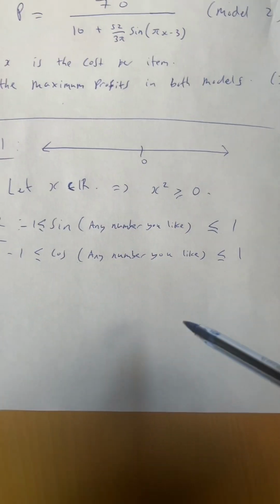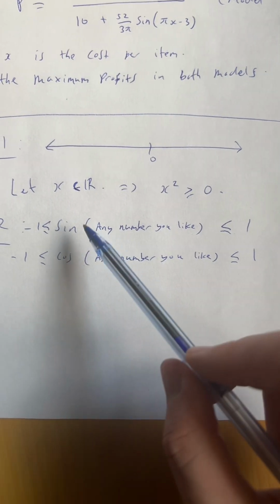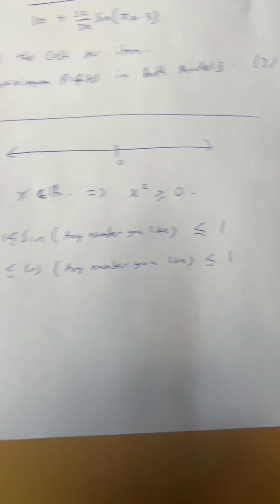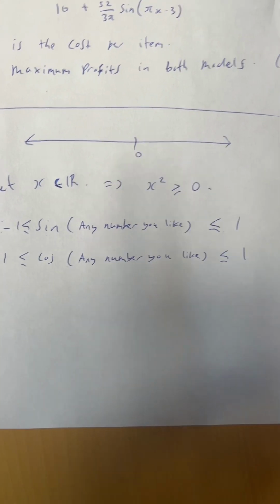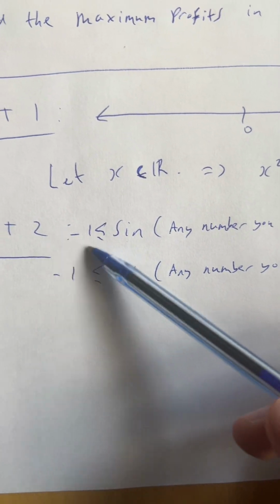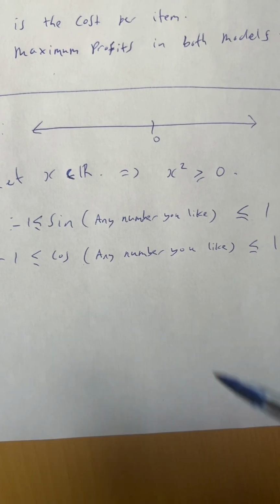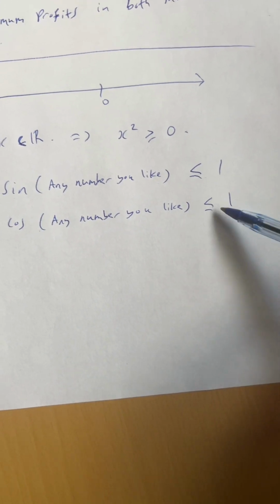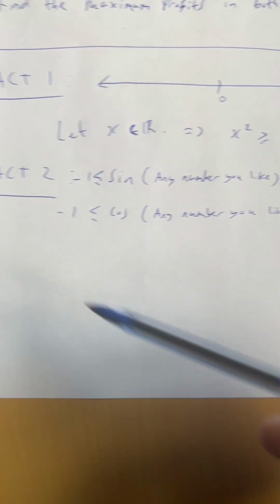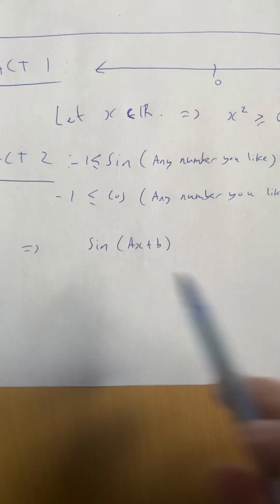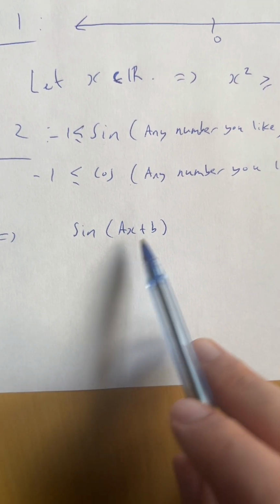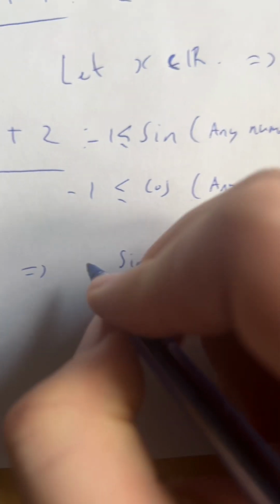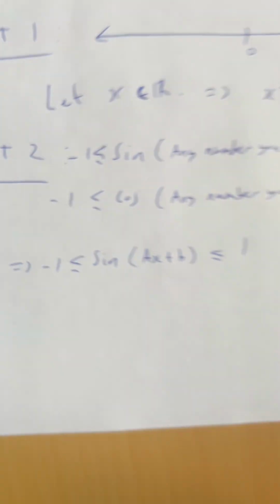Fact number 2. Go to your calculator and do sine of any number you like. Can you get a number bigger than 1? No, you can't. Sine of anything cannot be bigger than 1, and sine of anything cannot be less than -1. You should know this just by drawing a sine wave and a cos wave. Same with cos. Cos of any number you like cannot be bigger than 1, and it cannot be less than -1. So if you have sine of a linear angle like this here, again, this must be less than or equal to 1, but greater than or equal to -1.